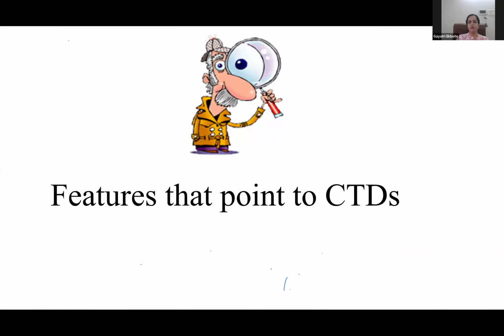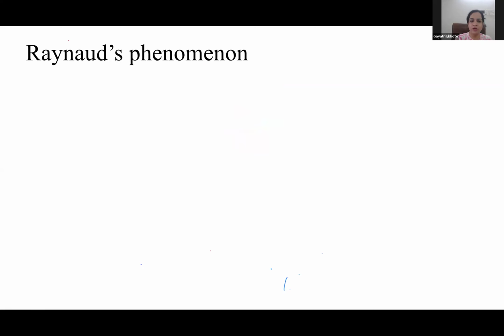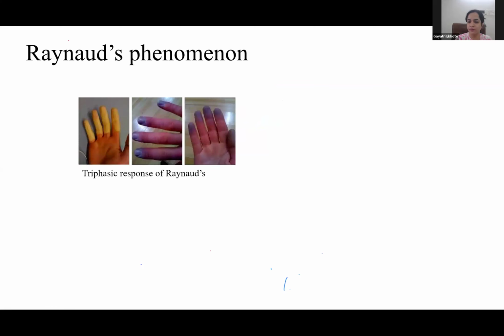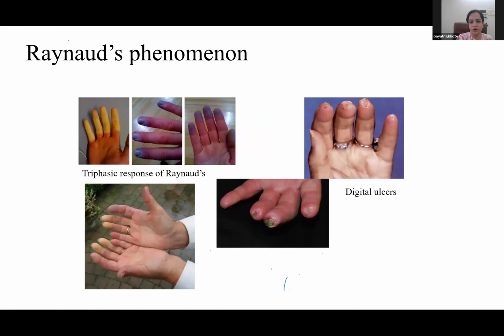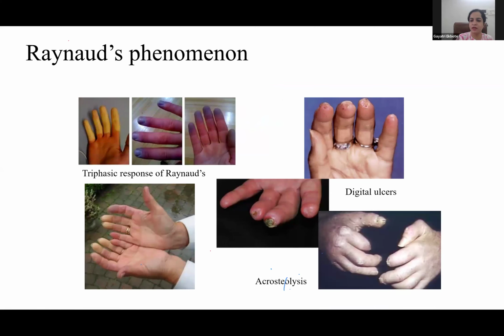Now, coming to the features which point to actual CTDs. So the connective tissue diseases, your Harrison mentions the famous 6 CTDs. So Raynaud's phenomenon, as we all know, is a triphasic phenomenon. You have initial white discoloration, then bluish discoloration, then compensatory erythema. And if it is not treated, if it is not picked up early, patients can have pitting scars, digital ulcers, and in the worst cases, they can have gangrene and autoamputation. Okay, they can even have acro-osteolysis.